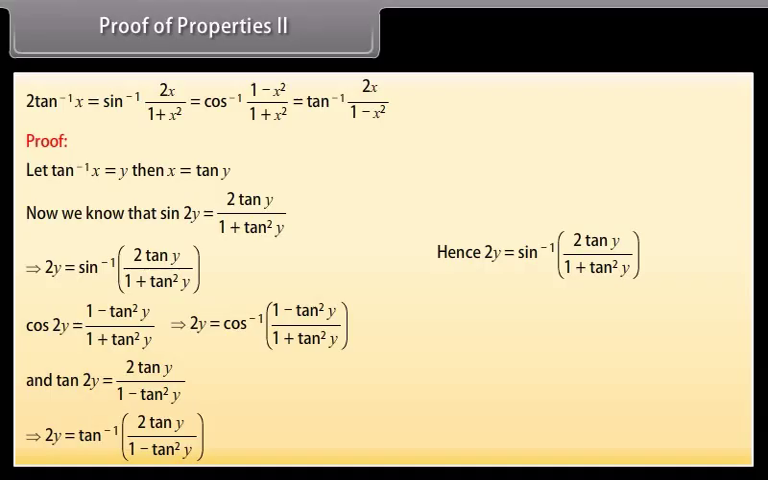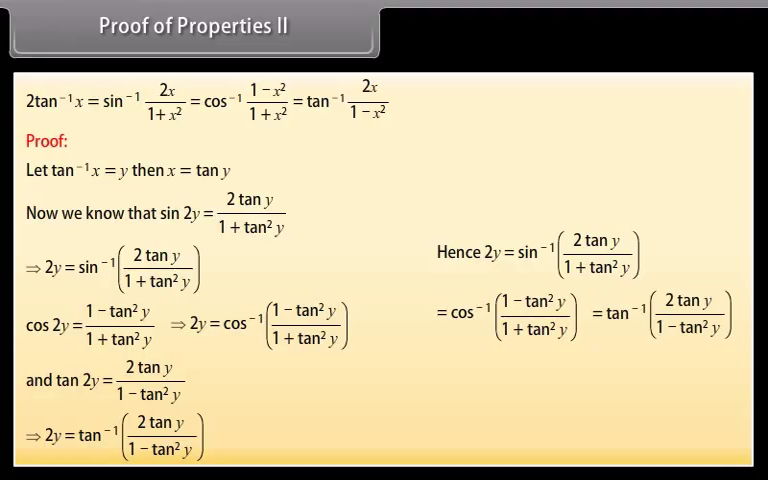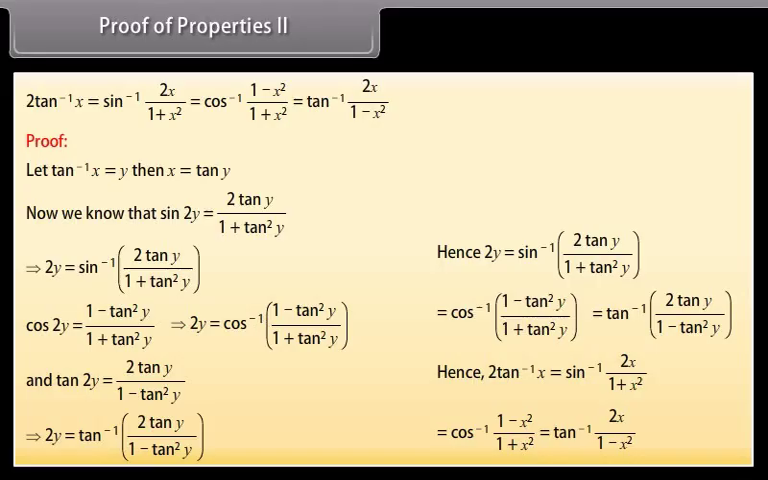Hence, 2y is equal to sin inverse of 2 tan y by (1 plus tan square y), which is equal to cos inverse of (1 minus tan square y) by (1 plus tan square y), which is equal to tan inverse of 2 tan y by (1 minus tan square y). Hence, 2 tan inverse x is equal to sin inverse of 2x by (1 plus x square), which is equal to cos inverse of (1 minus x square) by (1 plus x square), which is equal to tan inverse of 2x by (1 minus x square).